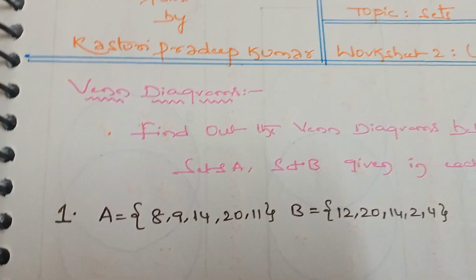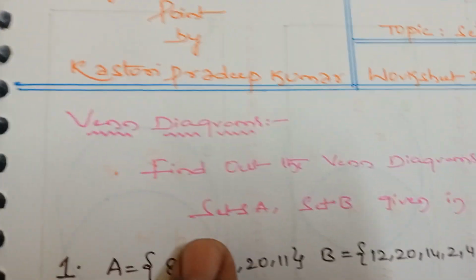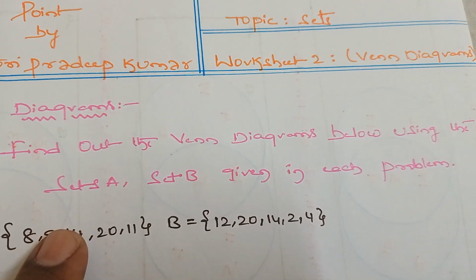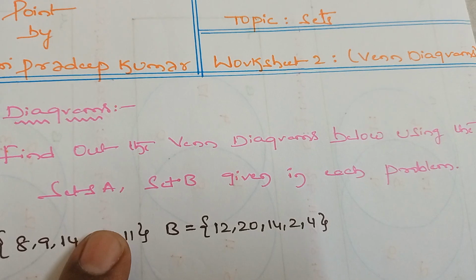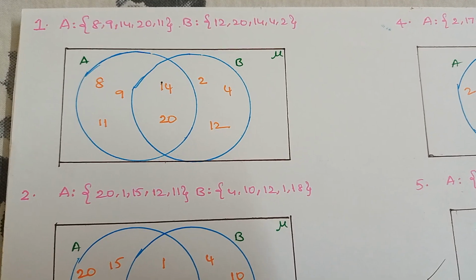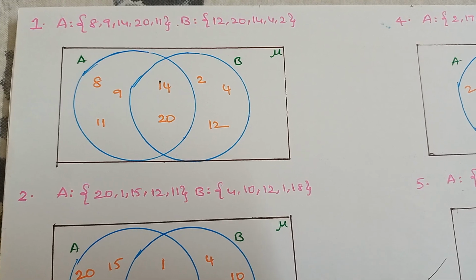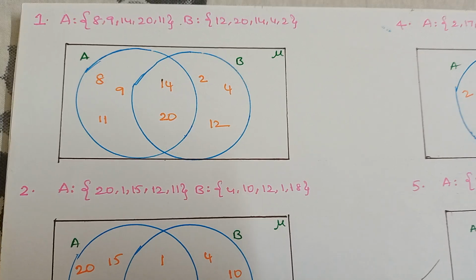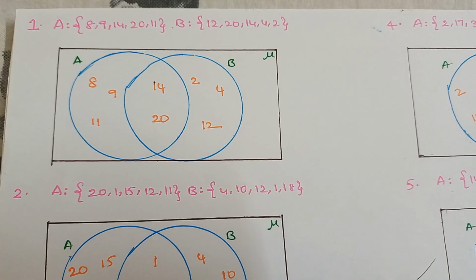You can ask in the class, students. So what is the question given? Draw the Venn diagrams using set A and set B given in each problem. Question 1: set A equals 8, 9, 14, 20, 11. Set B equals 12, 20, 14, 4 and 2.